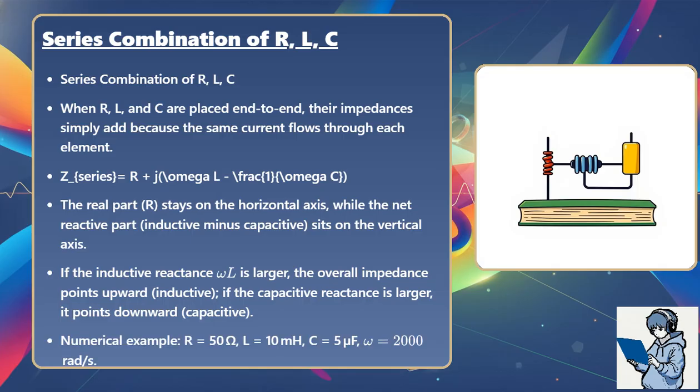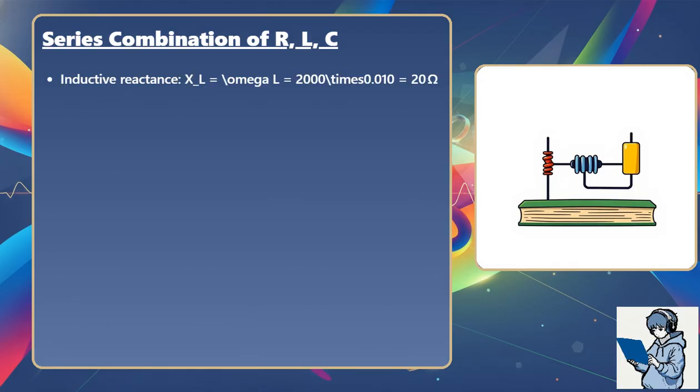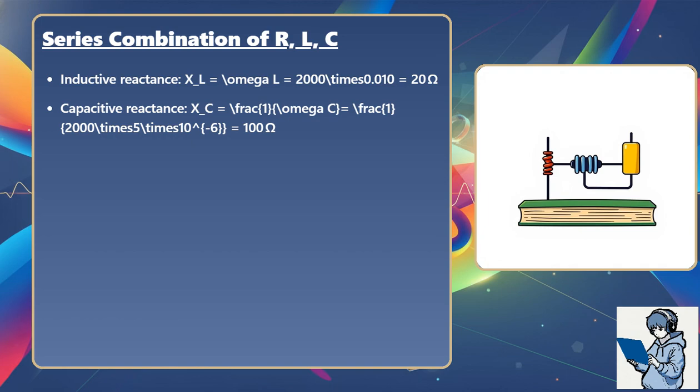Numerical example: R equals 50 ohms, L equals 10 millihenry, C equals 5 microfarad, omega equals 2000 radians per second. Inductive reactance X sub L equals omega L equals 2000 times 0.010 equals 20 ohms. Capacitive reactance X sub C equals 1 over omega C equals 1 over (2000 times 5 times 10 to the minus 6) equals 100 ohms. Z series equals 50 plus j(20 minus 100) equals 50 minus j80 ohms.